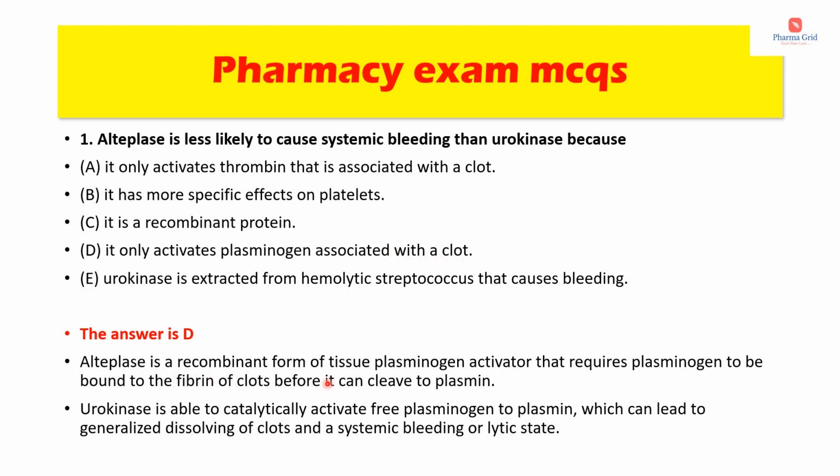Alteplase is a recombinant form of tissue plasminogen activator that requires plasminogen to be bound to the fibrin of clots before it can cleave to plasmin. Urokinase is able to catalytically activate free plasminogen to plasmin, which can lead to generalized dissolving of clots and a systemic bleeding or lytic state.